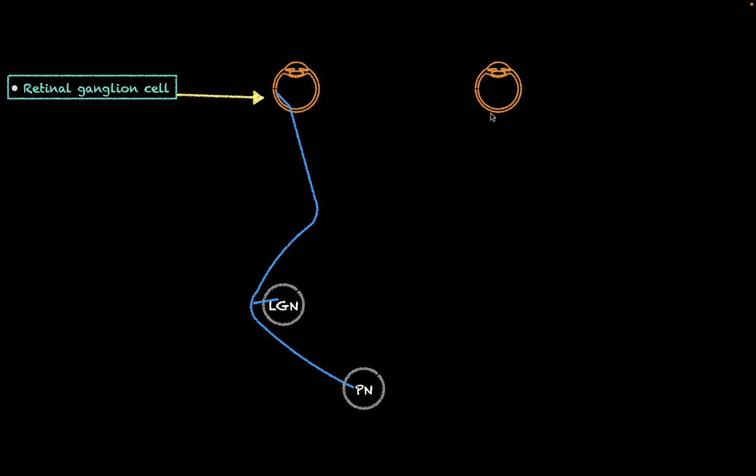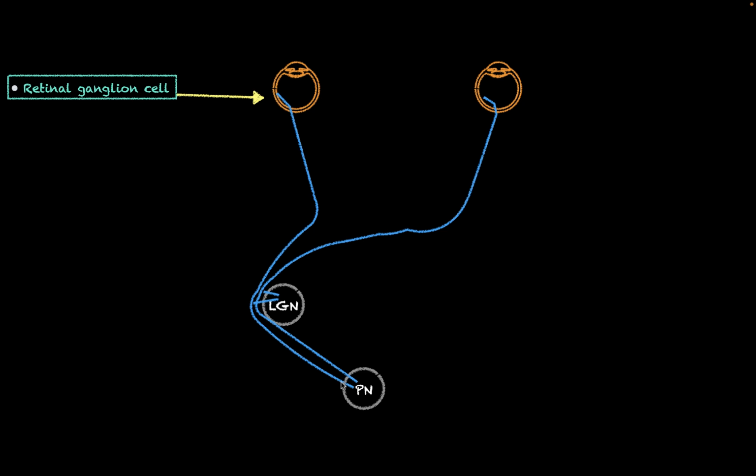And this left side of the retina in our right eye has a left retinal ganglion cell as well, which we see right here. And this left retinal ganglion cell projects into the left side of the brain, projecting into the lateral geniculate nucleus and the pretectal nucleus as well.